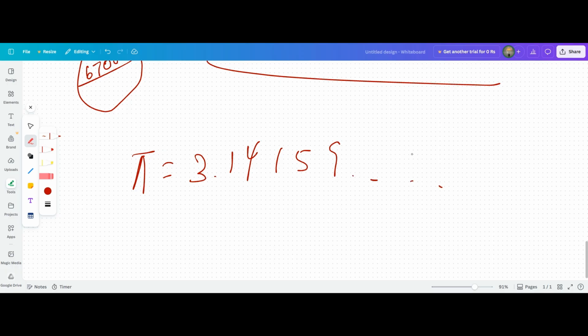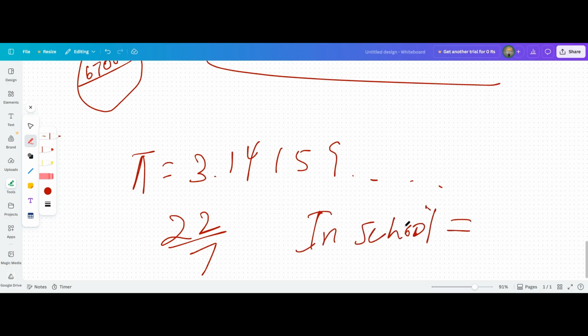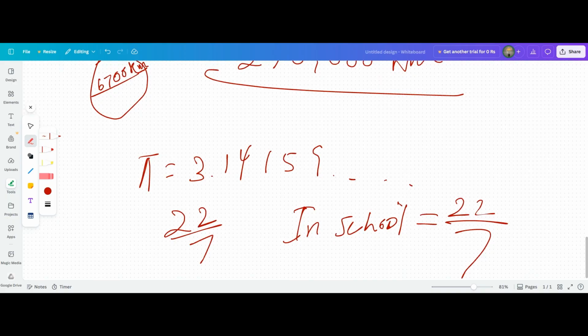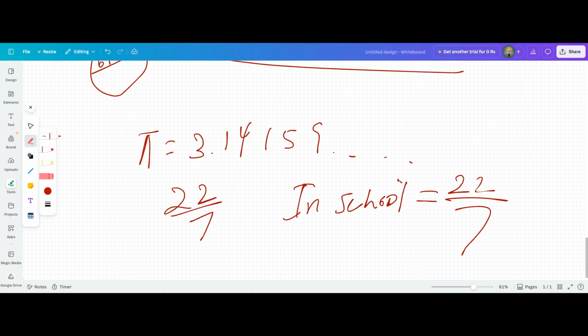So you need the precise value of pi on certain occasions, like in engineering, and NASA uses it. On many occasions this precise value of pi is needed, so you can't use 22 by 7. But at school level it is okay for simplicity and convenience. It's not going to affect the answer much; it will be a very, very small error. But in engineering or astronautical work, it's very, very important not to use 22 by 7. You have to use the precise value of pi.